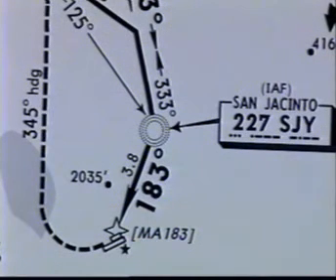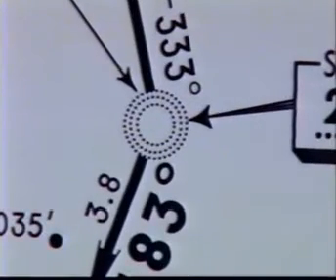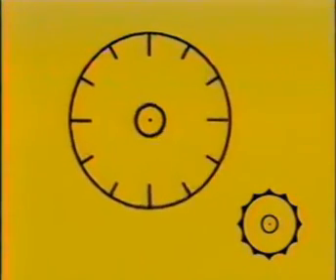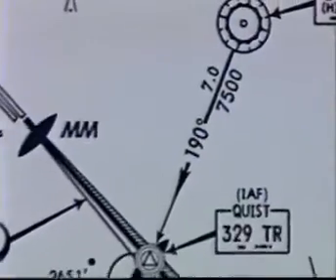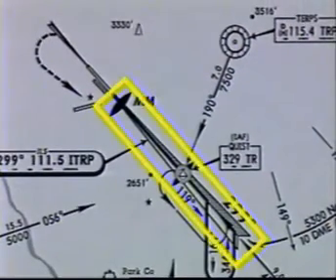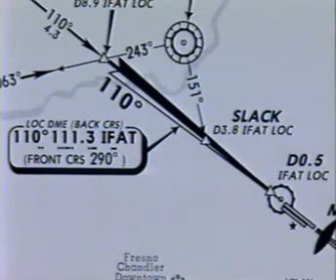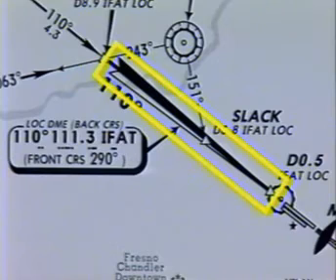The NavAid symbols shown on the plan view are similar to those found on other Jeppesen charts. For example, an NDB is depicted by a series of concentric dotted circles. A VOR is indicated by a compass rose. A TACAN, or DME, is depicted by a serrated circle. And a VORTAC, or VOR DME, is shown by combining the two symbols. Localizer, ILS, LDA, SDF, and MLS approaches are shown with a half-feathered arrow, while a localizer back course approach is indicated by a half-solid arrow.